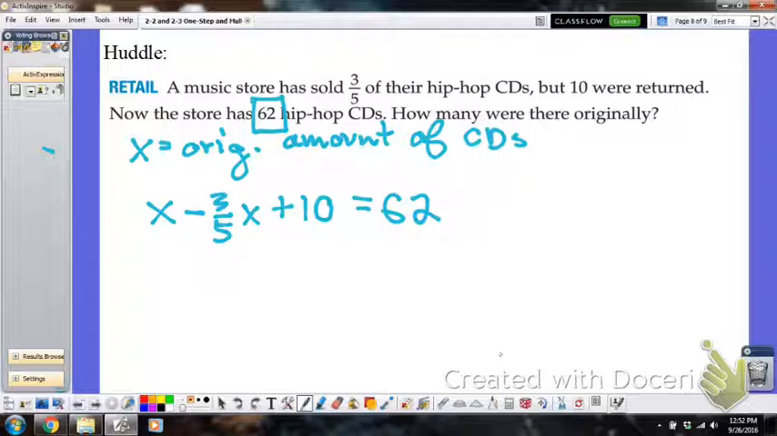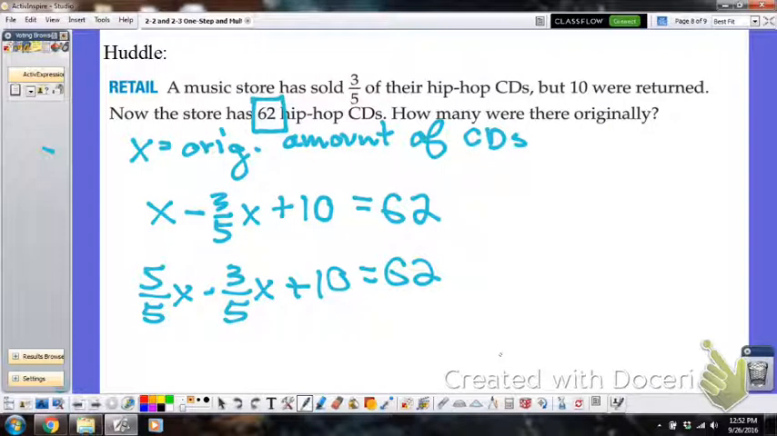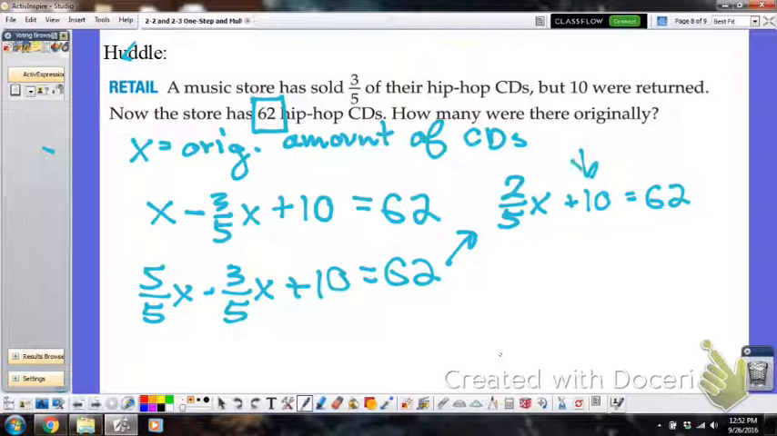But let's do a little simplifying first. We can take an x and a negative 3/5 x, simplify it. So x minus 3/5 x, that's the same thing as 5 over 5 x minus 3 over 5 x plus 10 equals 62. So 5/5 x minus 3/5 x is the same as 2/5 x plus 10 equals 62. Got to get rid of this 10 here, so I will subtract 10 from both sides.